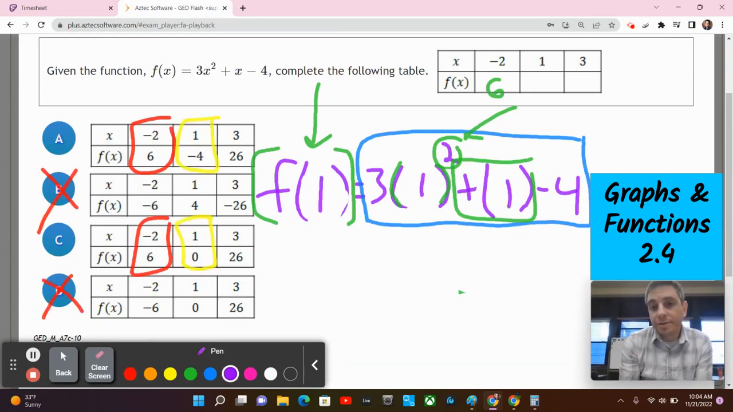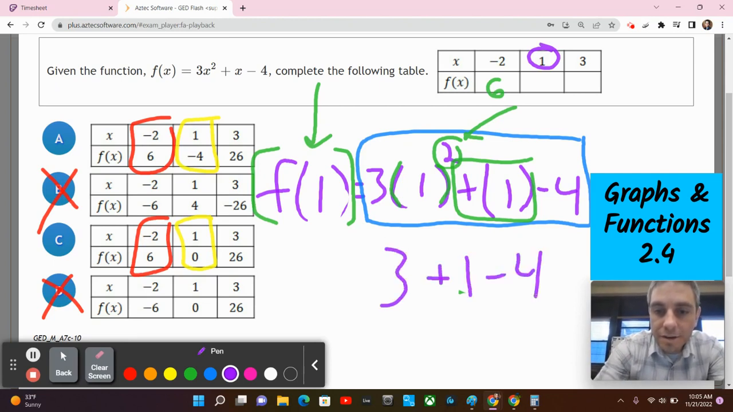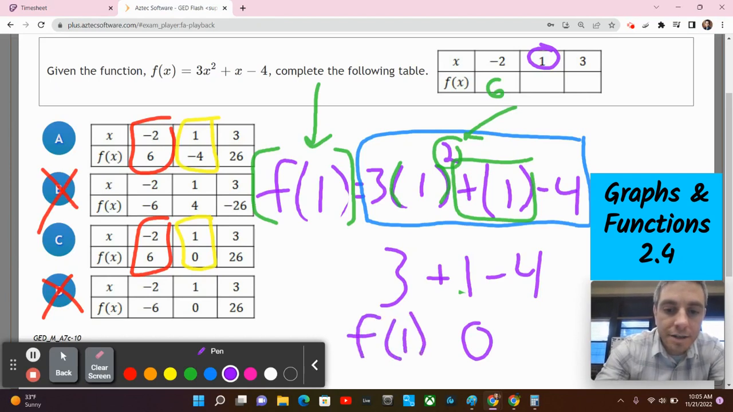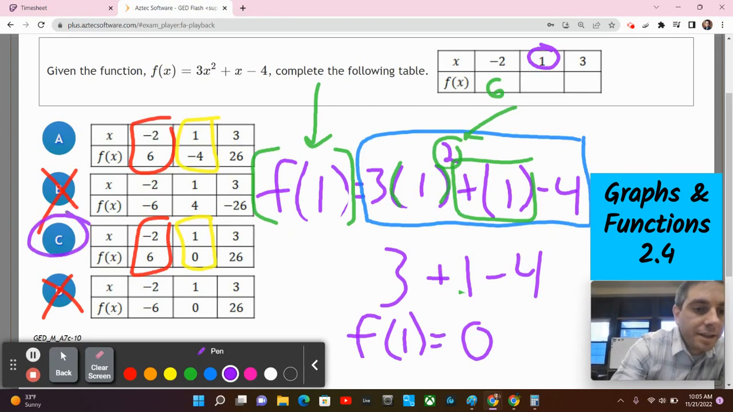Okay, so I just basically erased everything and changed all my negative 2's to 1, and we're going to solve it again. So 1 to the second power means 1 times 1, which is 1. And then 3 times 1 is 3. So 3 plus 1 is 4. Minus 4 is 0. So when x is equal to 1, the outcome is 0. So that means C is our answer.